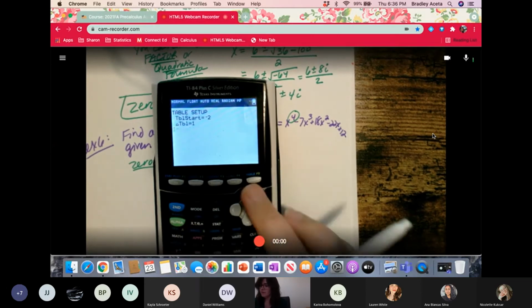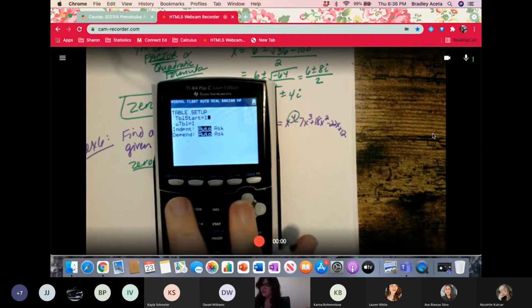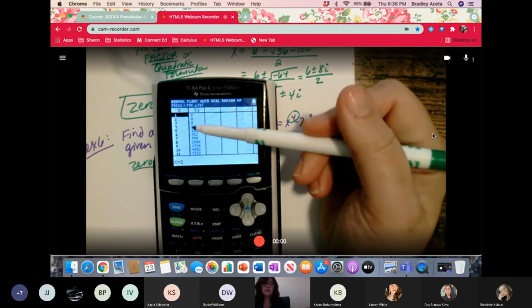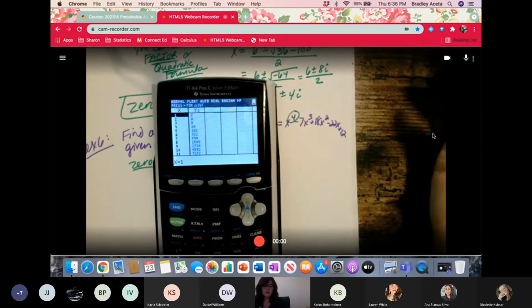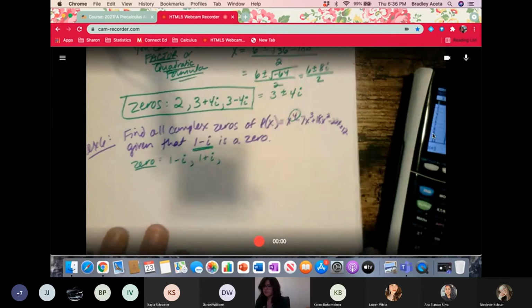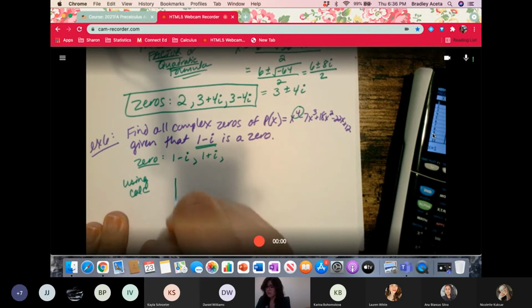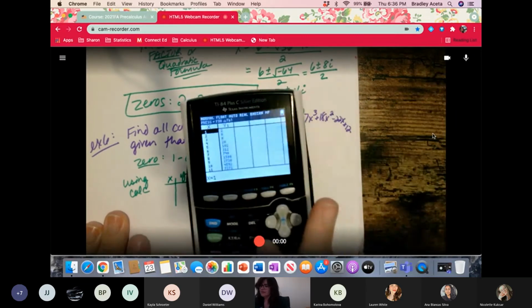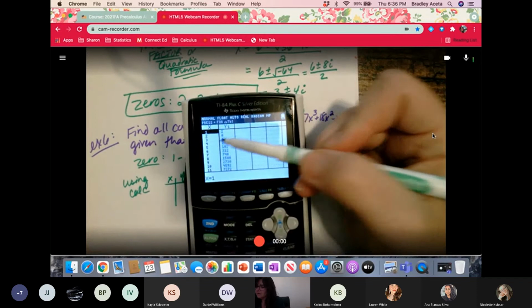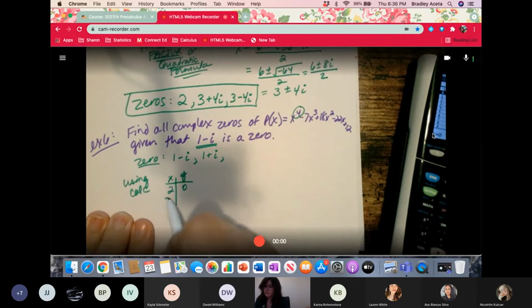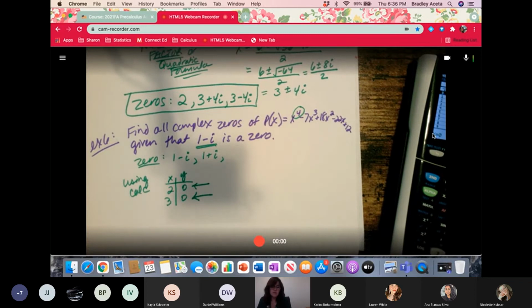So second window. I want my table to start at 1, and then I'll go to second graph, which is the table. We've done this before. Well, look at there. If you are a zero, you are an x-intercept. So using my calculator, it's not cheating because I'm letting you use the calculator. Yeah, I've got 2, 0, 3, 0. I can keep going up, but those 2, 0, 3, 0 are x-intercepts. X-intercepts are real zeros.